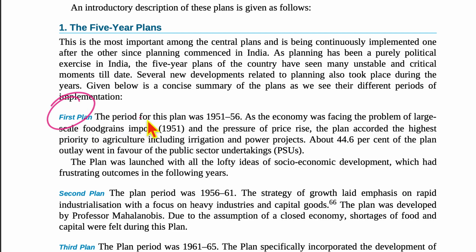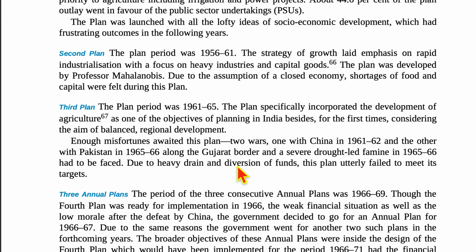Now, the first plan. The period for this plan was 1951 to 56, as the economy was facing the problem of large-scale food grain imports and the pressure of price rise. The plan accorded the highest priority to agriculture, including irrigation and power projects. About 44.6% of the plan outlay went in favor of public sector undertakings, that is PSUs. The plan was launched with a lofty idea of socio-economic development, which had frustrating outcomes in the following years.